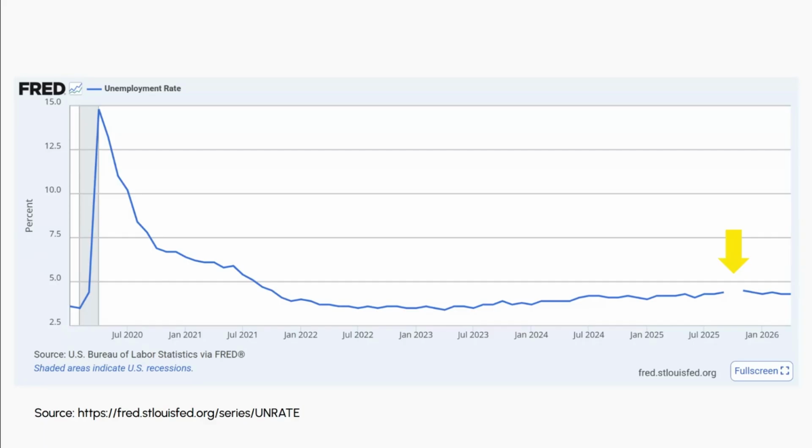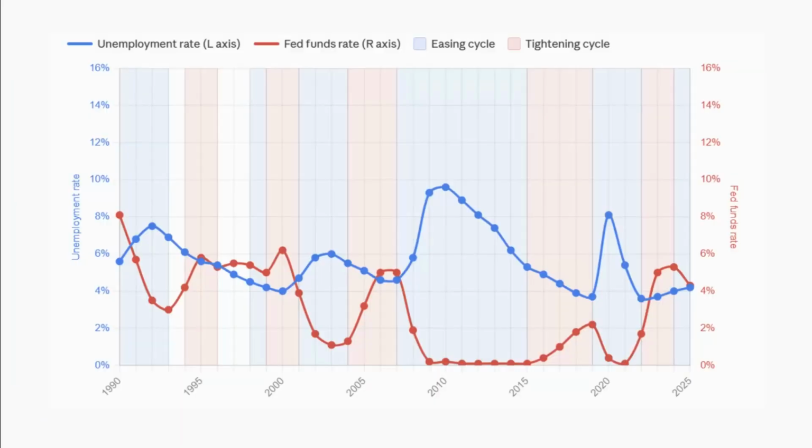This gap that you see was due to data not being collected during the government funding shutdown in October 2025. This is a risk to the unemployment rate data accuracy. So what happens to the unemployment rate when FOMC adjusts the federal funds rate?